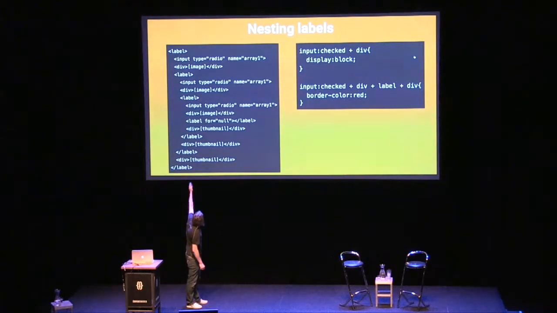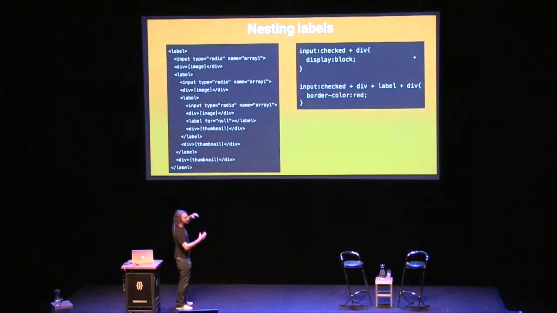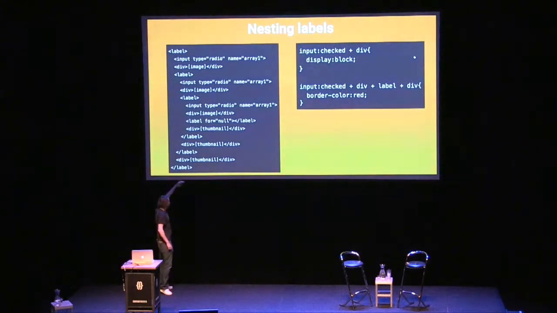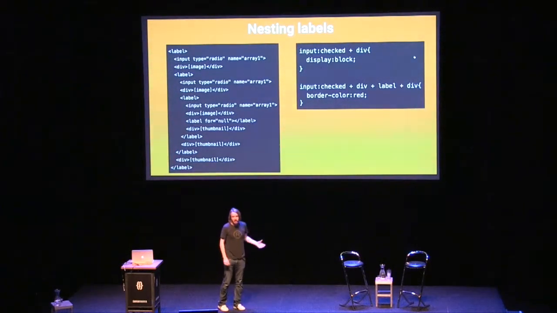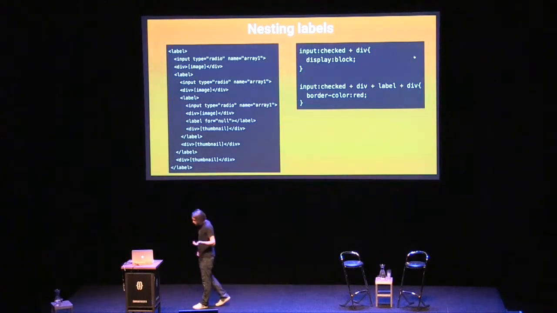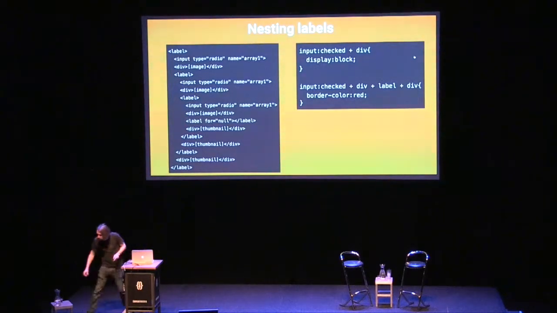So if you look at the top, you've got input there, so that's going to be checked, plus div, which is the image, plus label, which is the nested label, all the way down to the bottom, where we've got the plus div, which is the thumbnail, so then we put the border on that. So it's only a very small amount of CSS that can power that gallery, which is quite handy for email, because there are certain restrictions about sizes, which I'll go into later.